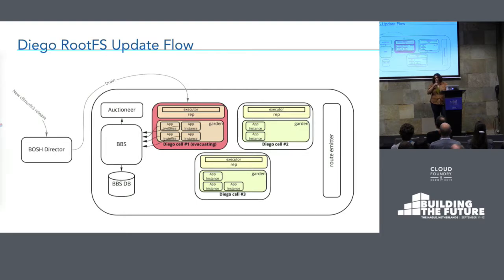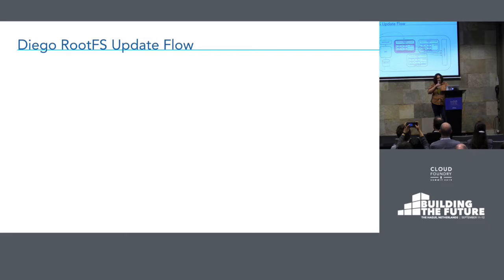The rep is also going to inform BBS that all these app instances need to be placed somewhere else, because we don't want to have any downtime when we're doing this kind of an upgrade. The auctioneer then contacts the other cells and asks, hey, can you take on this work? The cells, in this case, say, yep, we can take these app instances. And then these other reps start up some extra containers representing the work that's now being moved off of cell number 1. And the route emitter is informed that we now need to have the Go router know about the locations of these app instances. And similarly, we need to deregister the routes that are pointing to the evacuating cell.